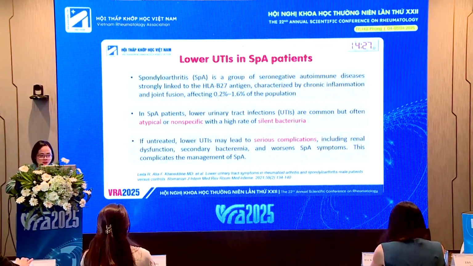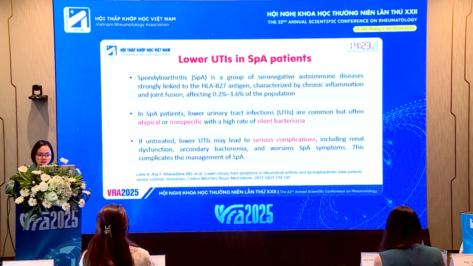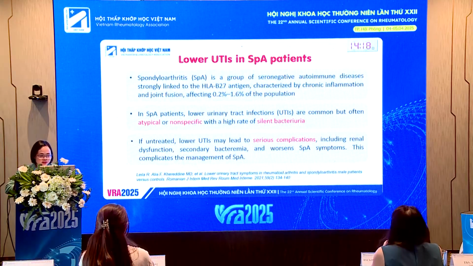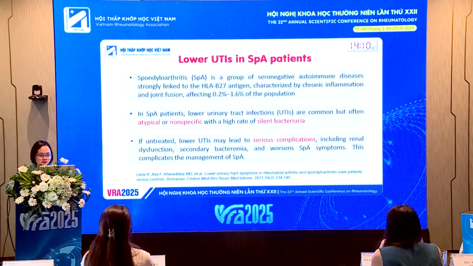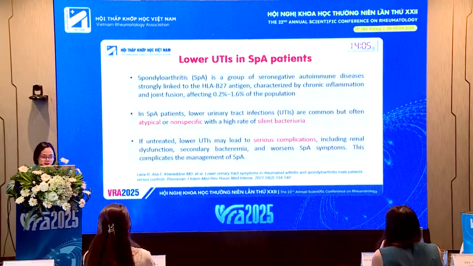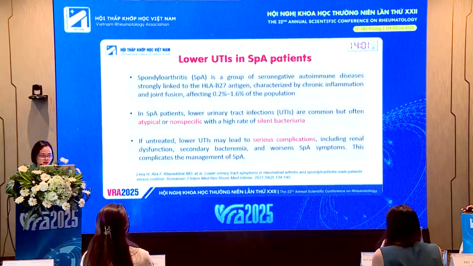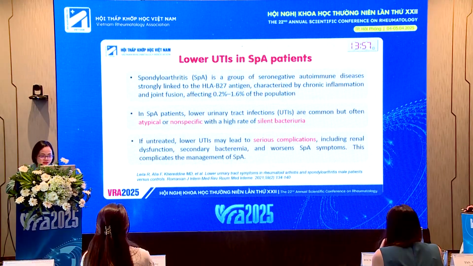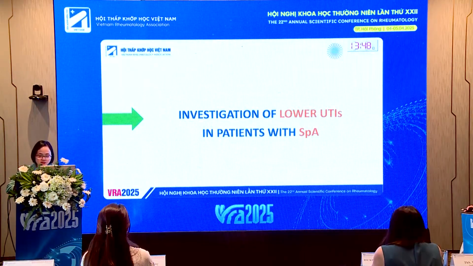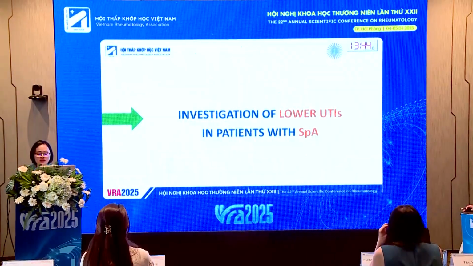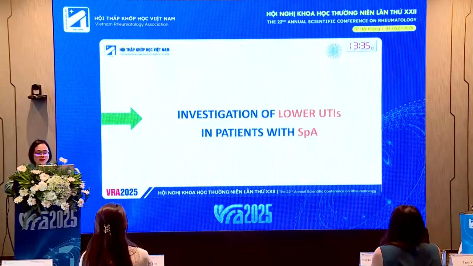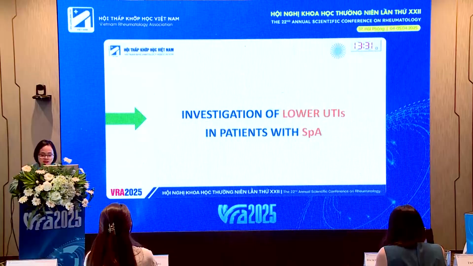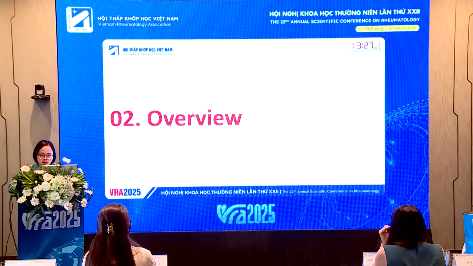Spondyloarthritis (SPA) is a group of autoimmune diseases that are seronegative for rheumatoid factor. It is strongly linked to HLA-B27, characterized by chronic inflammation and joint fusion. In SPA patients, lower UTIs are common but often atypical or non-specific, with a high rate of silent bacteriuria. If untreated, lower UTIs may lead to renal dysfunction, secondary sepsis, and worsen SPA symptoms. This complicates the management of SPA. However, up to now, these issues have not received enough attention in clinical practice. Therefore, we conducted a study on lower urinary tract infection in patients with spondyloarthritis to evaluate the clinical, paraclinical characteristics and some related factors. Next is the overview part.